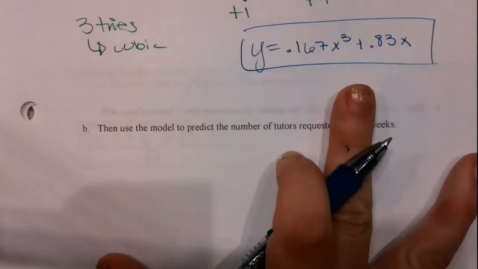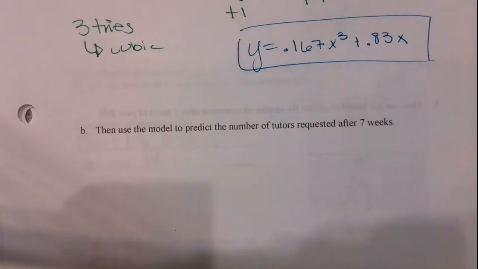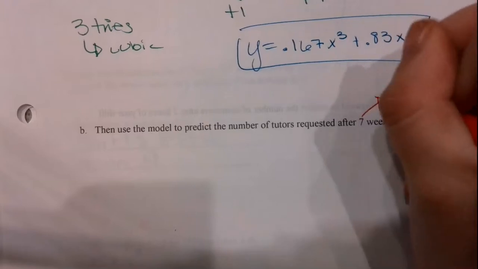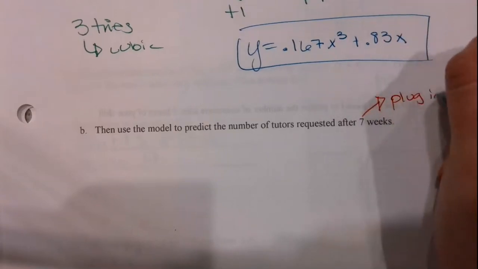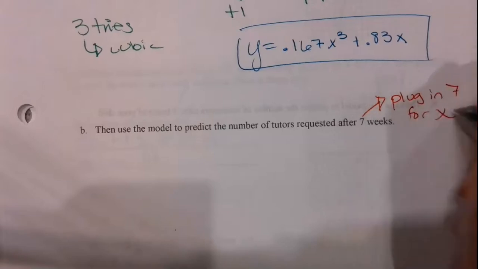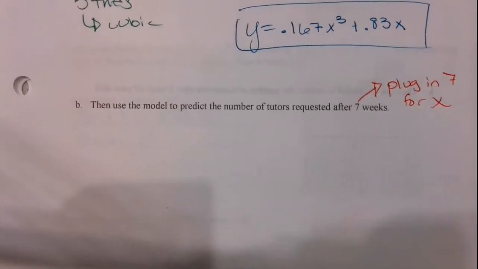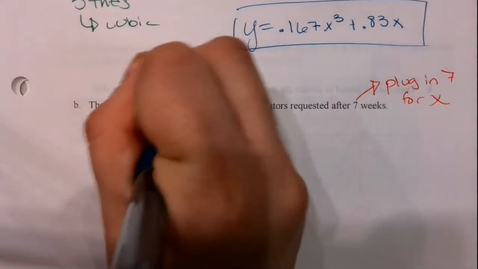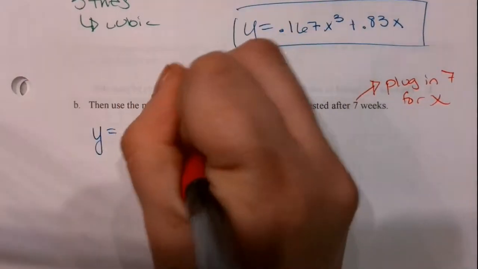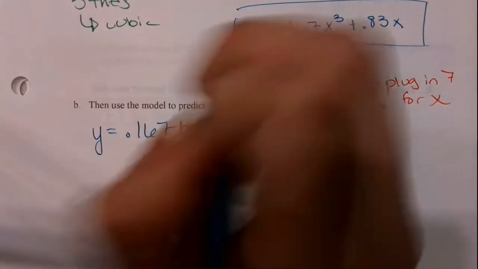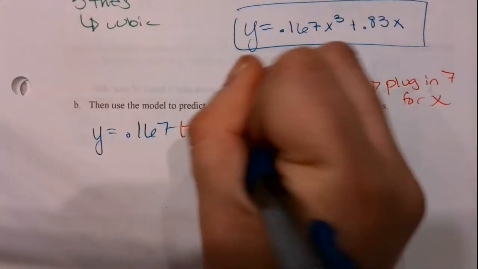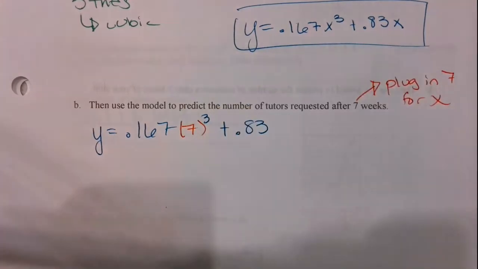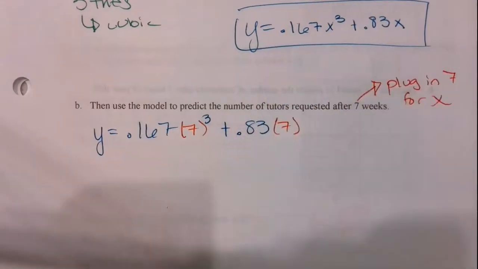Okay. On B, it wants me to use my model to predict the number of tutors after 7 weeks. So what this means is plug in 7 for x. So I have y equals 0.167 times 7 cubed plus 0.83 times 7.